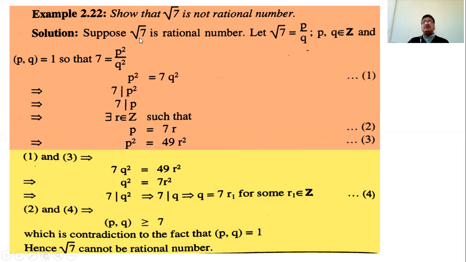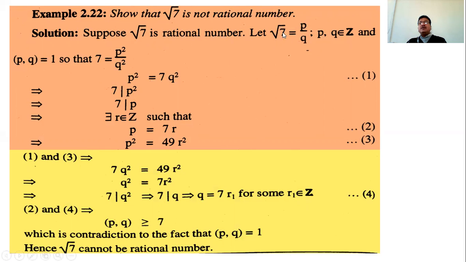So we assume that root 7 is a rational number. Therefore root 7 is expressed in the form p by q, where obviously p and q are integers. This is in the definition of a rational number. And we assume that the greatest common divisor of p and q is 1, meaning this p by q is in its smallest form.